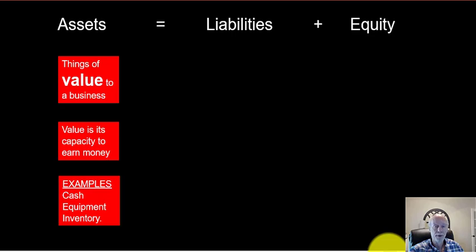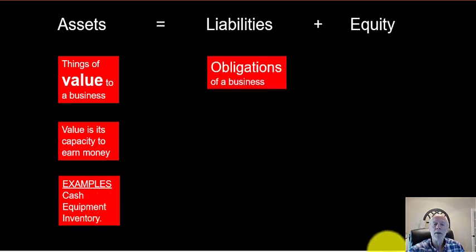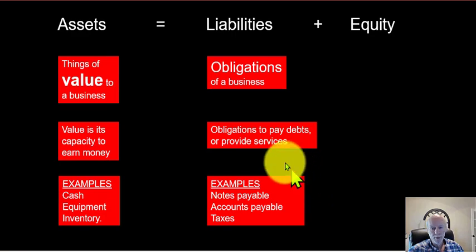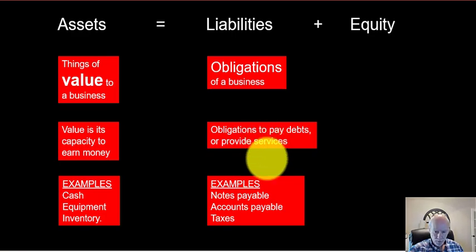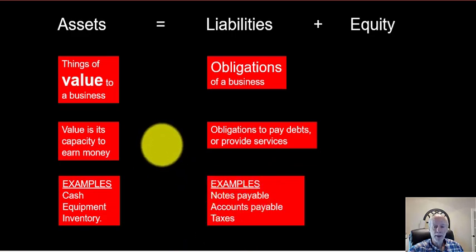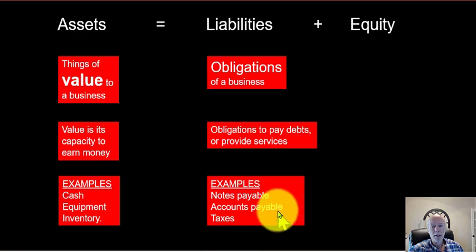Examples of assets would be cash, equipment, and inventory. There's a lot more, but that's basically a couple there. Now, liabilities. Liabilities are obligations of a business to outside parties. Obligations to pay debts, or in this case, sometimes businesses have obligations to provide services. And we'll talk about more of that in just a little while. But common examples of liabilities would be notes payable, accounts payable, and taxes.